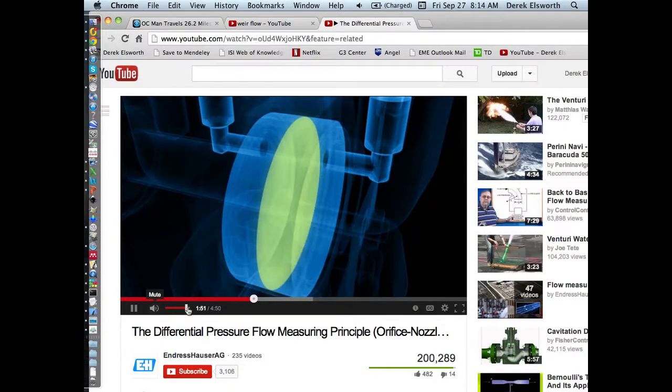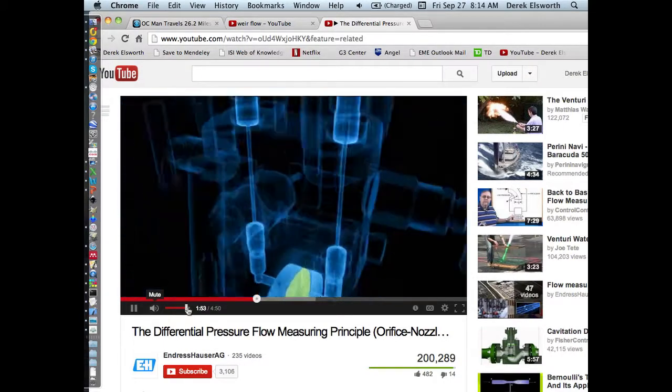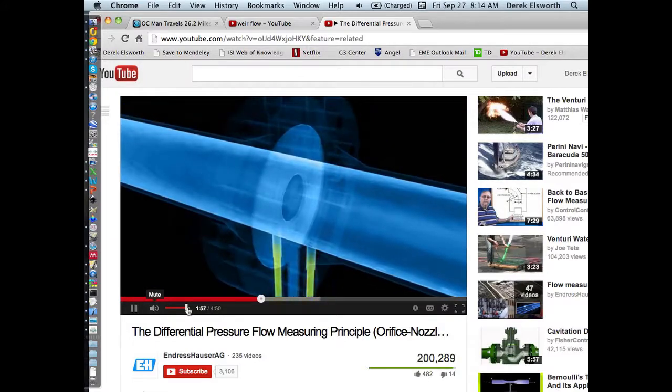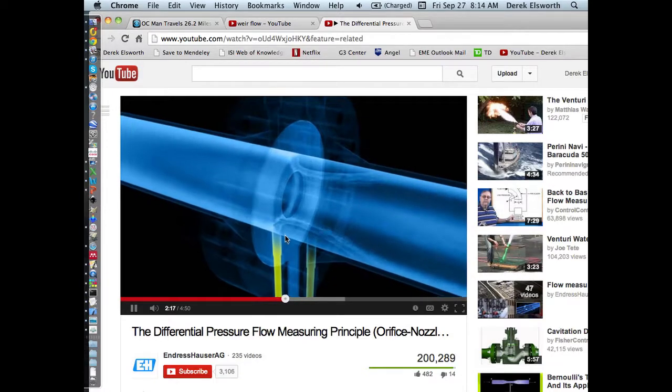The tiniest pressure differences in the flowing fluid can be precisely measured. If the fluid is not flowing, the pressures at these two points, before and after the orifice plate, are essentially identical. As soon as the fluid starts to flow, its velocity around the orifice plate increases significantly because of the restriction. The static pressure at this point decreases.